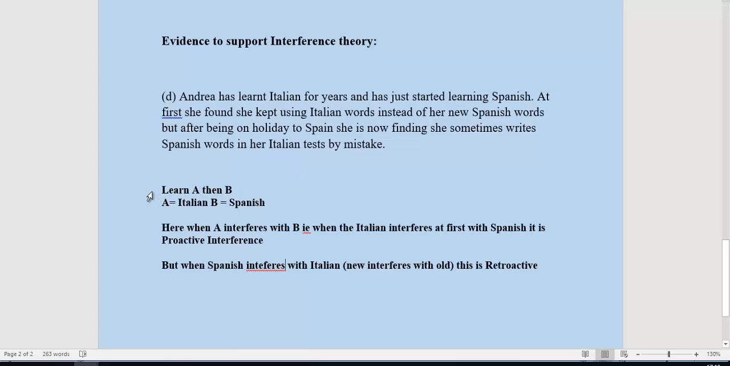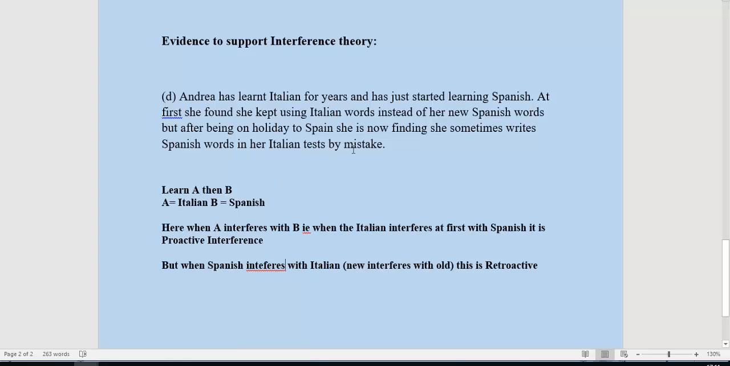Remember what I said? Learn A, then B. Literally jot that down on your paper. It's not going to do any harm. Learn A, then B. And then you work out, first of all, she learned Italian, so that was her A learning. And now she's learning Spanish. So now you've got that, you can easily apply it. When A interferes with B, it's when the Italian is interfering at first with her Spanish, and therefore that is proactive. So A interfering with B is the proactive interference.